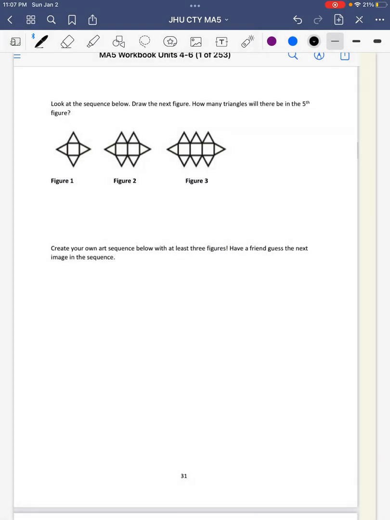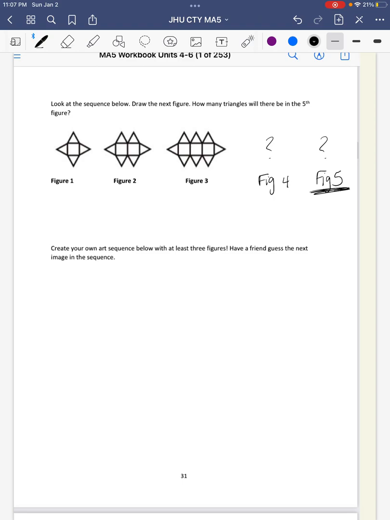Look at the sequence below, draw the next figure. How many triangles will there be in the 5th figure? Whoa, 5. Okay, so that means you're going to have to either figure out the pattern and use your big brain to skip over figure 4, or you're going to have to draw figure 4 and figure 5. Because really, they really want to know what figure 5 is. That's what you're looking for. So you're going to have to figure out figure 4 and figure 5, or use your big brain to jump to figure 5.